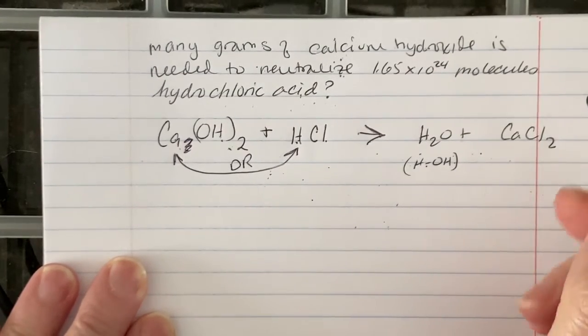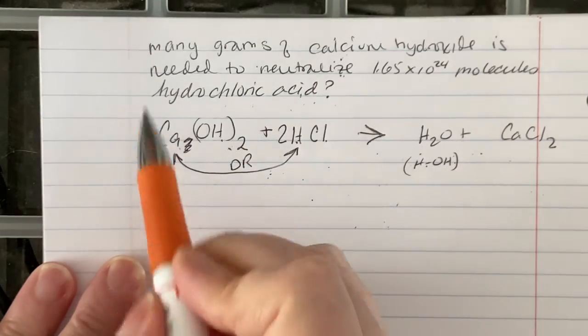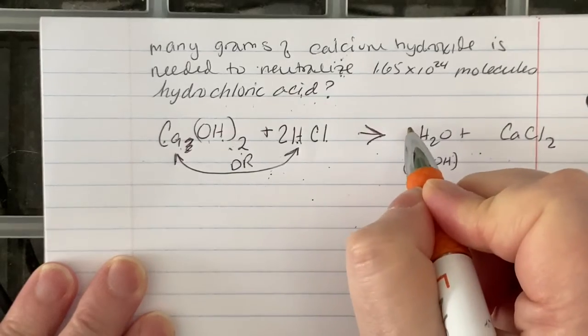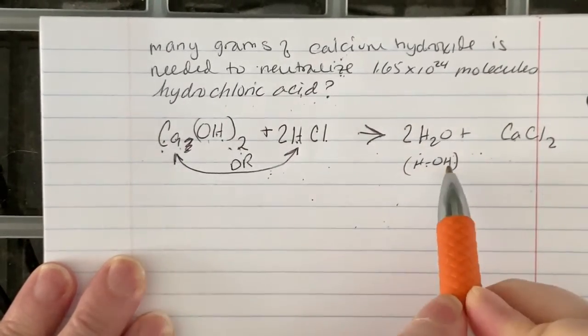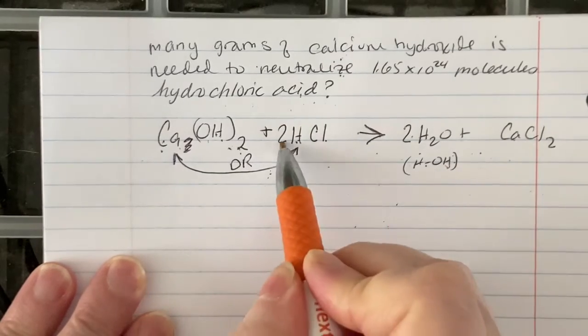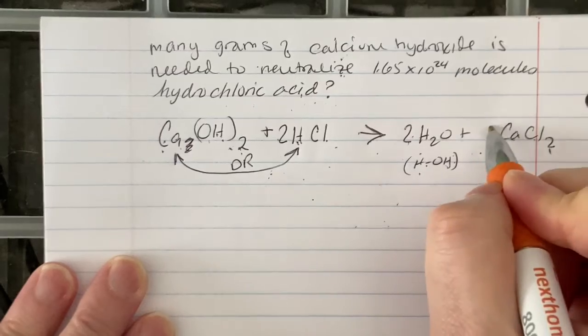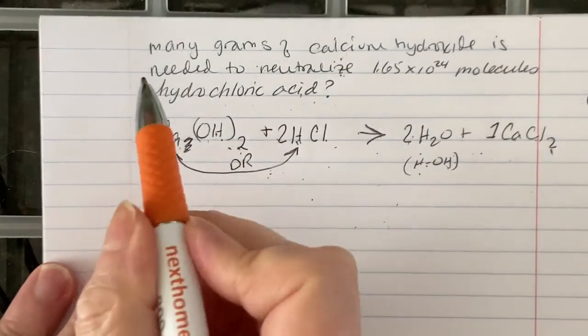So let's get this balanced. Okay, is that all? One calcium, two hydroxide, oops, put a 2. Okay. One calcium, two OHs, two H's, two Cl's. Good. Add those ones in there so you don't forget. And now we can go back to the problem.